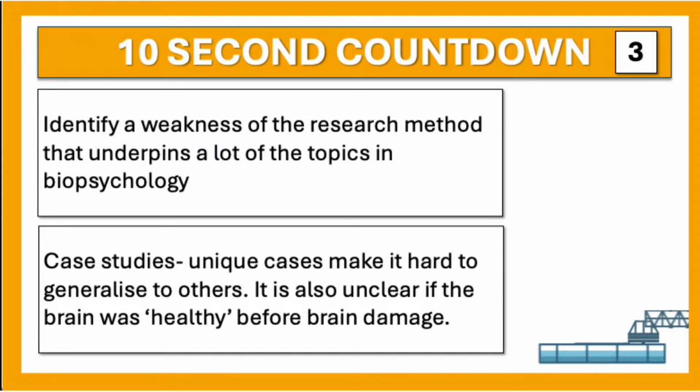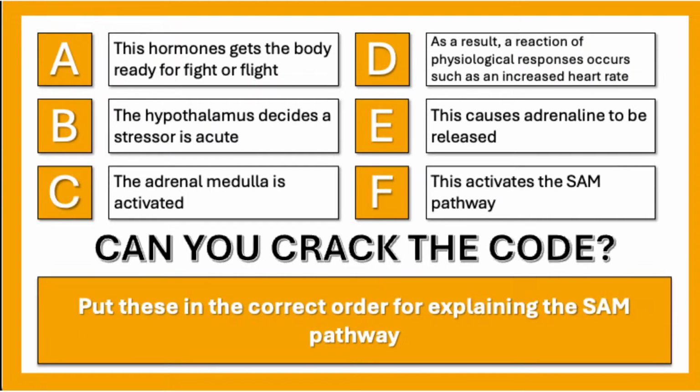Okay, so I'll pass you over to Rosie now for crack the code. Thank you, Laura. We've got a little activity code here. All we need to do is put these in the correct order. It says there on the screen, for explaining the SAM pathway, known on the specification as the fight or flight response. Which is the correct order of these letters? Have a read through each of the statements, and when you think you've got it, put your answer into the chat. We're looking for the correct order of the letters. Let's go.